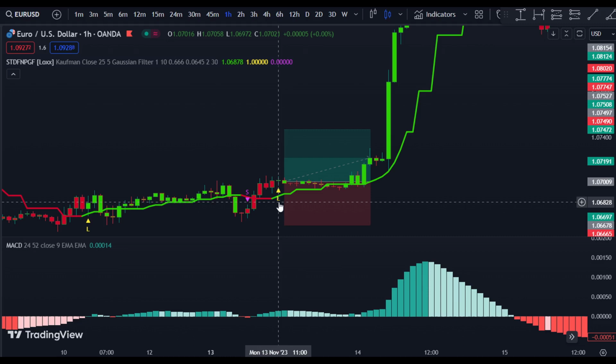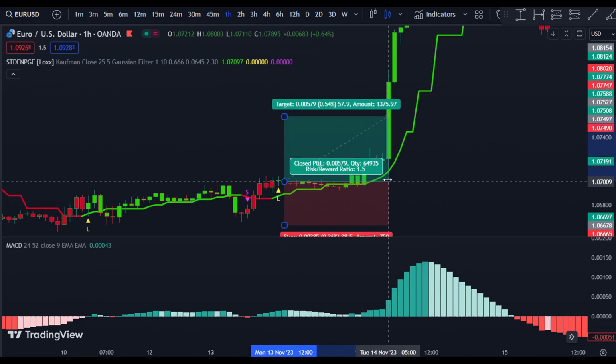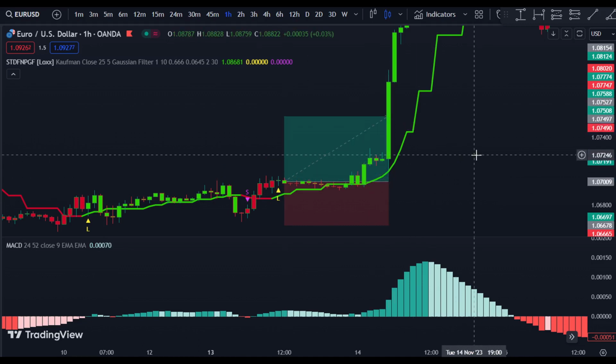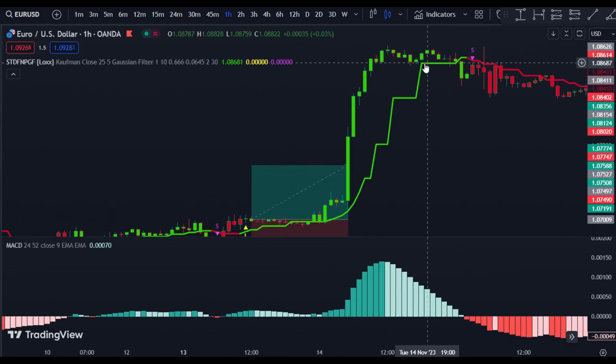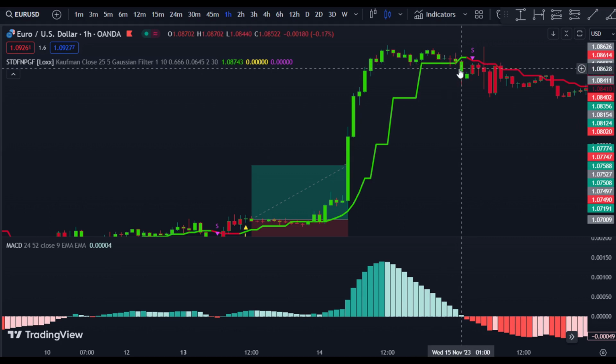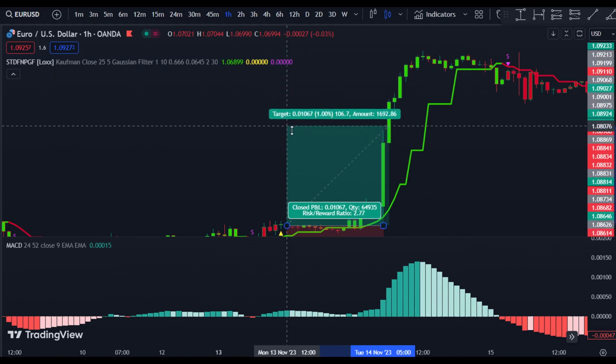So with a 1.5 risk reward ratio, we hit our first profit target. If you wish to set multiple take profits, you can leave part of the position open and then wait till the price action closes over the other side of the line. If you do that, sometimes you can maximize your profits and get a much higher risk reward ratio. Just keep in mind though, you want to move your stop loss up throughout the trade.